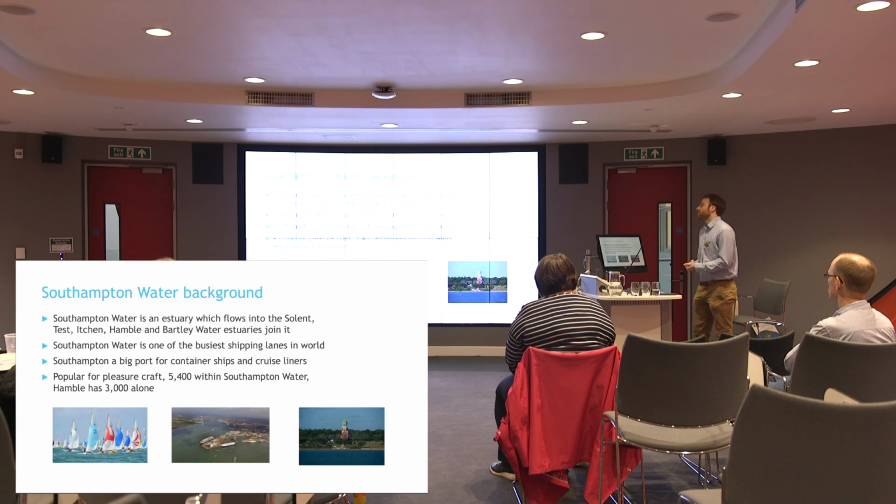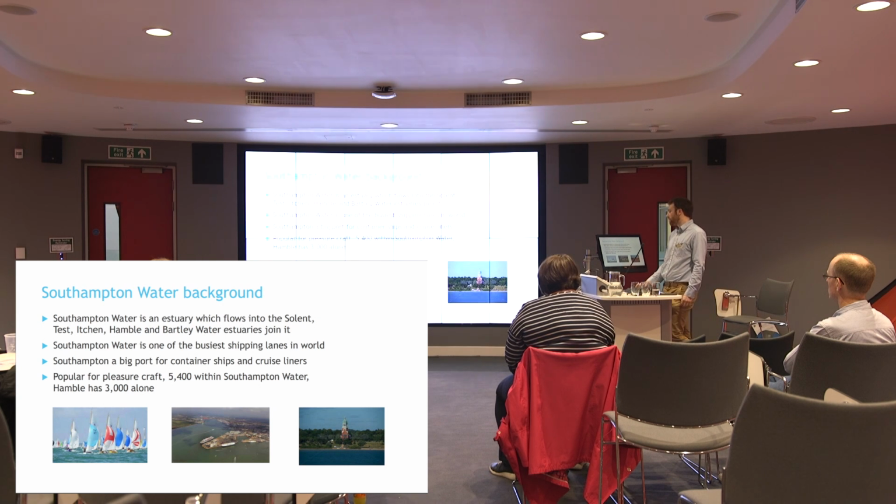So, Southampton water. Southampton water is an estuary which flows into the Solent, and the Solent is a strip of water that separates the Isle of Wight from the mainland. Southampton water is made up of 4 main estuaries: the Test, the Itchen, the Hamble and Bartley water. Southampton is one of the busiest shipping lanes in the world, or the UK, with many ships coming in from container ships through to cruise liners. There are 5,400 pleasure boats, so your smaller sailing boats and that sort of thing, within Southampton water, and 3,000 of these are on the River Hamble alone, which is a significant proportion. That is one of the biggest numbers of pleasure craft in this country also.